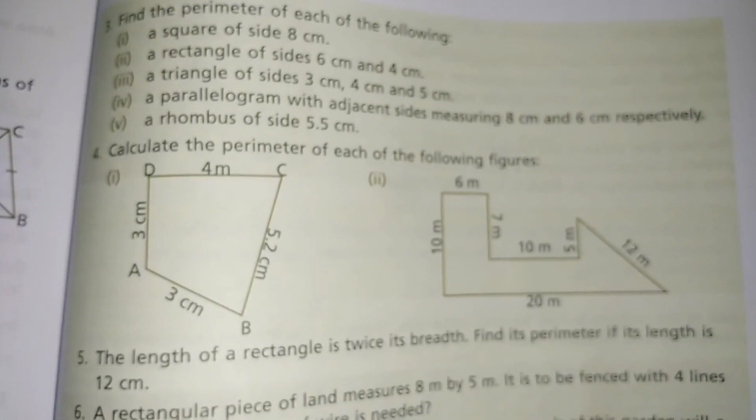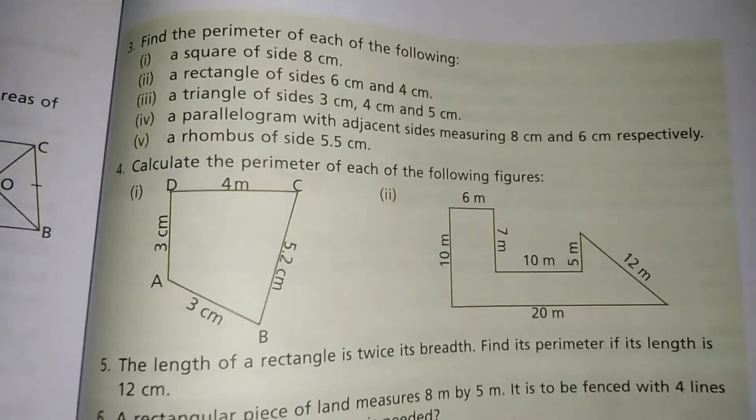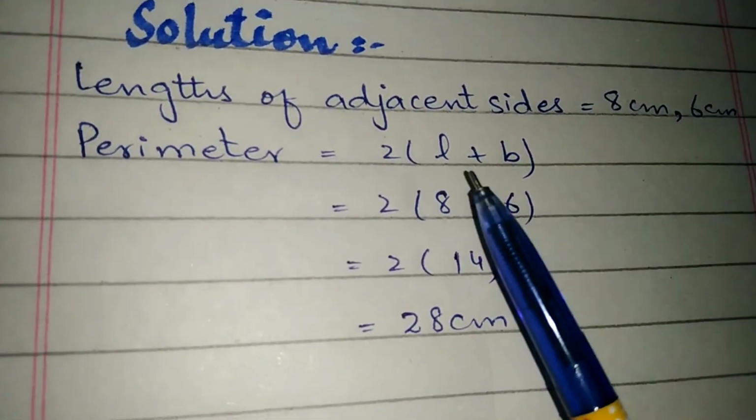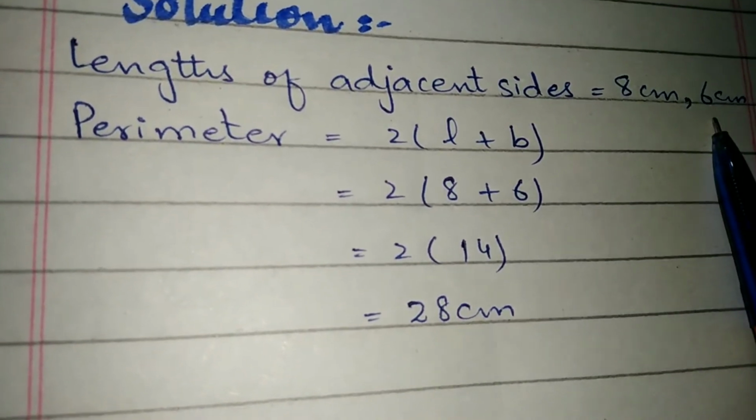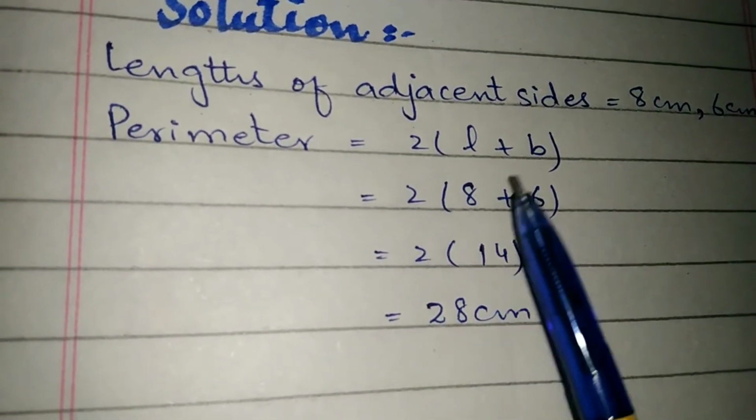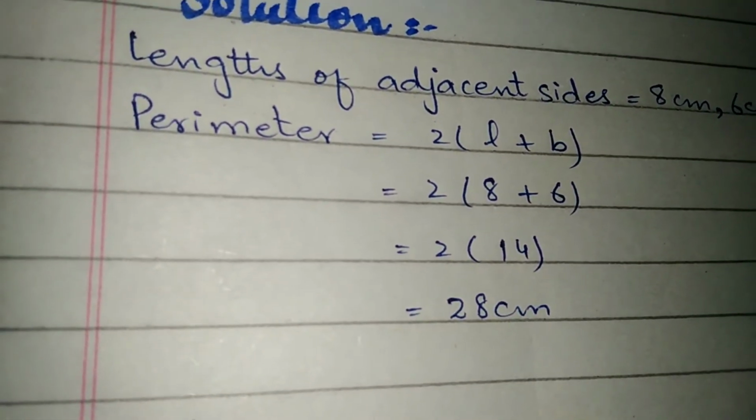Part number 4. A parallelogram with adjacent sides measuring 8 cm and 6 cm respectively. Length of adjacent sides is 8 centimeter and 6 centimeter. So perimeter is equal to 2 into length plus breadth. Length is 8, breadth is 6, 8 plus 6 is 14, and 14 twos are 28 centimeter.